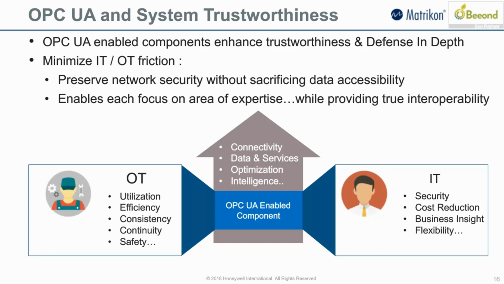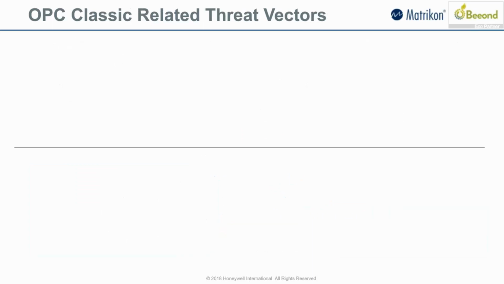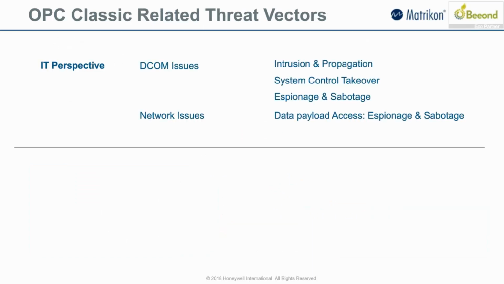So we're going to look at some OPC classic threat vectors, some of the things that cause grief for different groups. If you talk about the IT perspective, if we look at DCOM, there's all sorts of issues with DCOM, right? So you've got intrusion and propagation of that intrusion into the system, potential system control takeovers because DCOM is plugged right into the operating system. Obviously, espionage and sabotage if you start to actually change things on the systems. And there's also network issues, the ability to look at the clear text being sent within the DCOM packets because they're not encrypted. So again, that opens things up for espionage and sabotage.